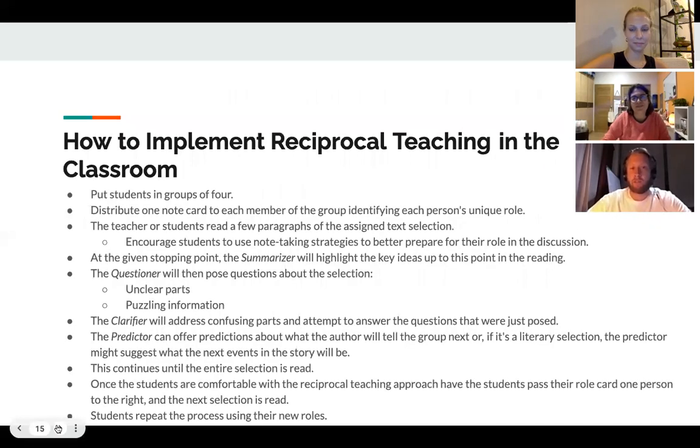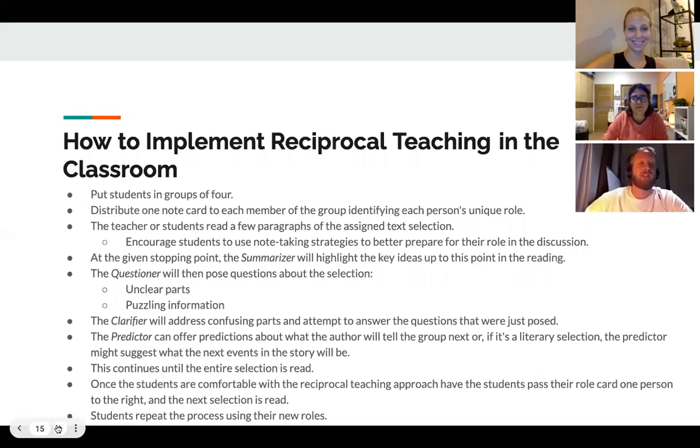Now that we know what reciprocal teaching is and the roles involved, we'll get into how to actually implement reciprocal teaching in the classroom. First things first, put your students into groups of 4. You're going to have little note cards that explain each role. You're going to go through the predictor, the clarifier, the summarizer, and the last one. You're going to give those students these note cards to let them know their roles, and give them a breakdown of what their job is about to be.